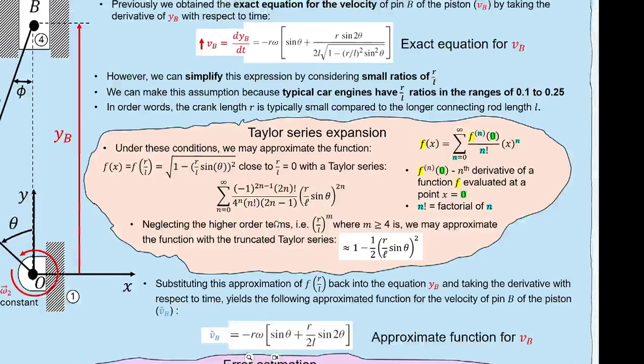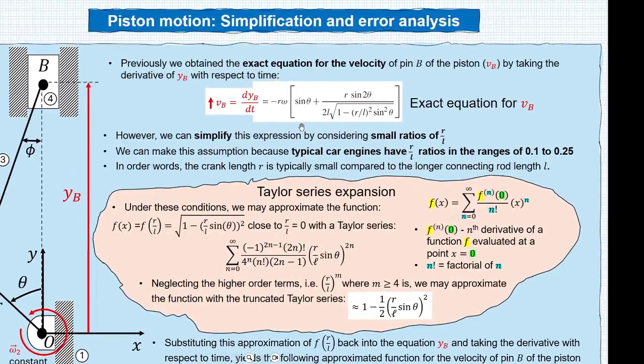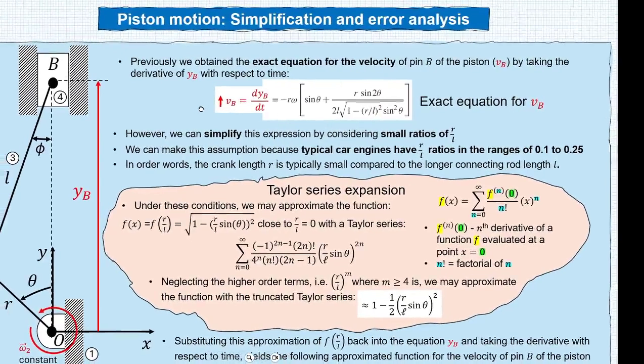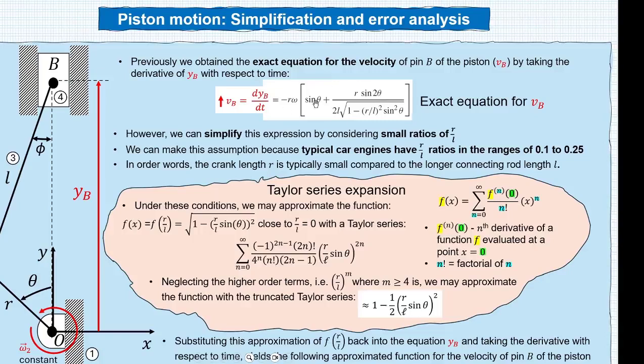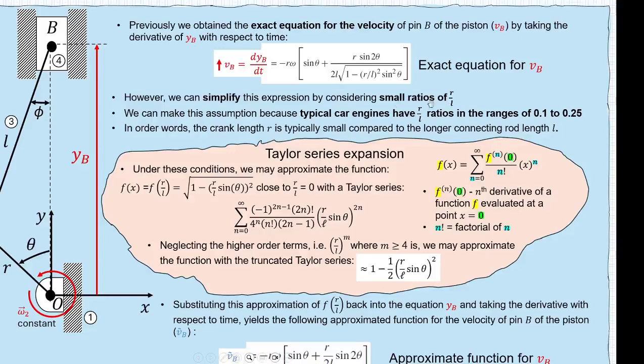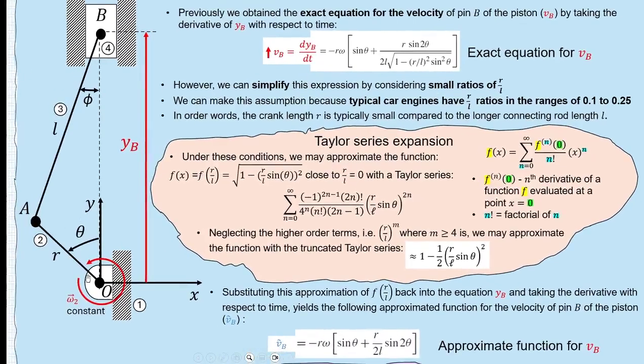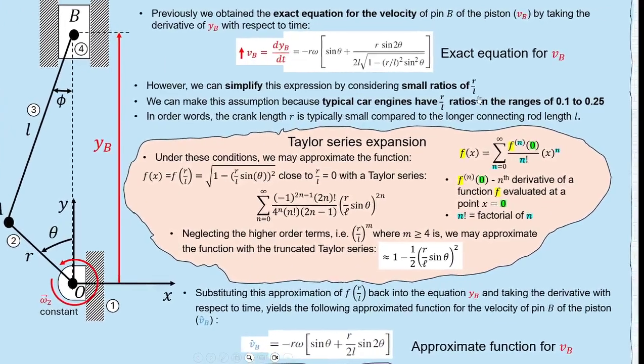The equation that I showed you earlier for the velocity and acceleration can be quite complicated. For example, let's take the velocity of the piston and look at its exact equation shown here. We can simplify this equation by using a trick known as the Taylor series expansion. This can only occur when the ratio of R over L, or the ratio of the length of the crank over the length of the connecting rod, is very small, which happens to be true for certain car engines where the ratio is between 0.1 and 0.25.